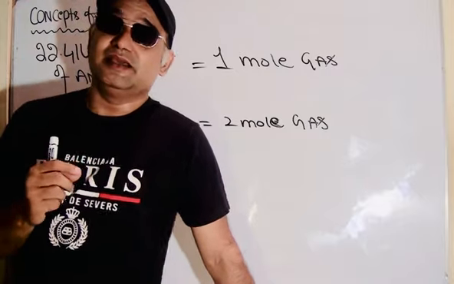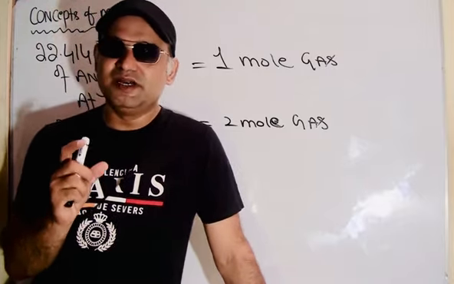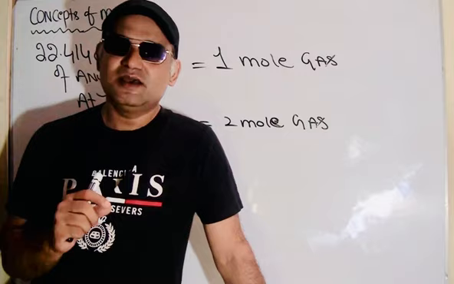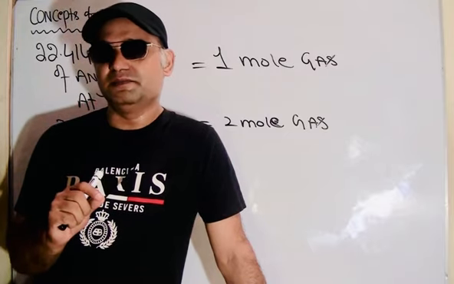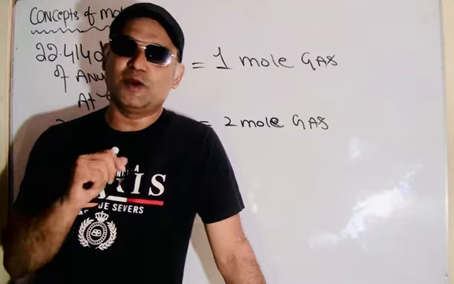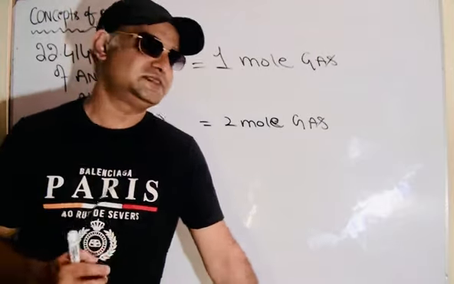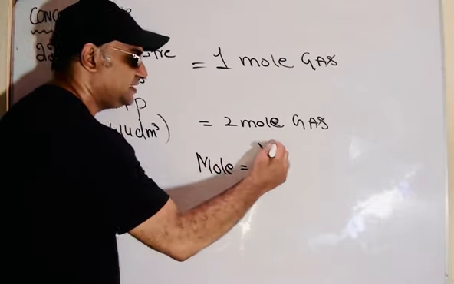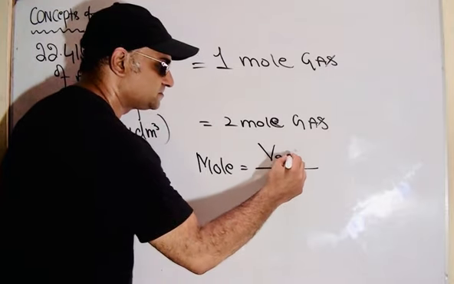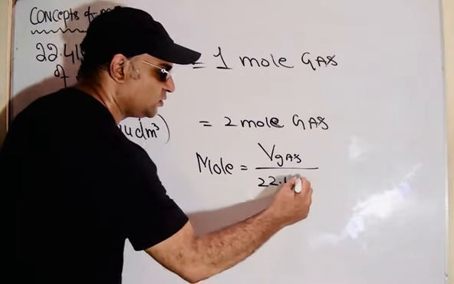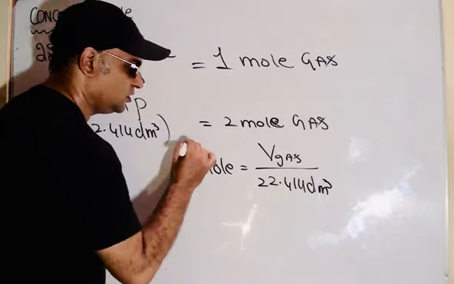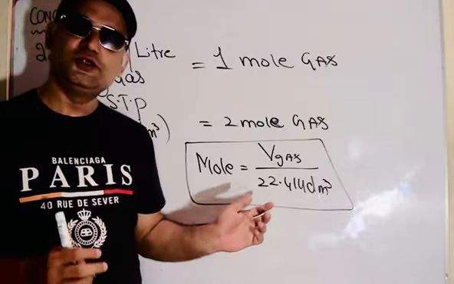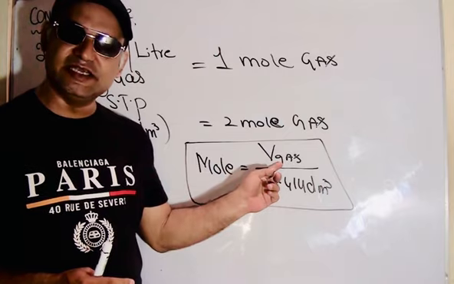Now again in the end we always discuss the concluded formula. How can we convert the volume into mole? In the question, volume must be given. And how can you convert the volume into mole? The formula is, you simply divide the volume of a gas by 22.414 dm cube. Always remember this formula. This formula will help you to convert the volume of a gas into moles.